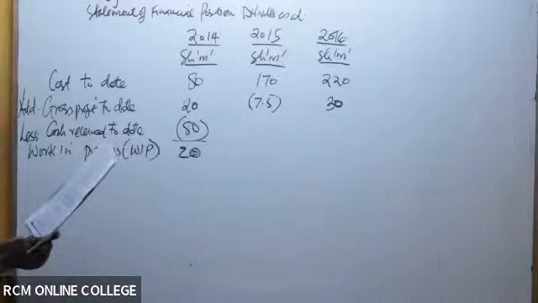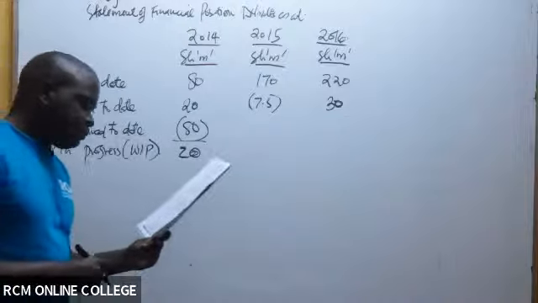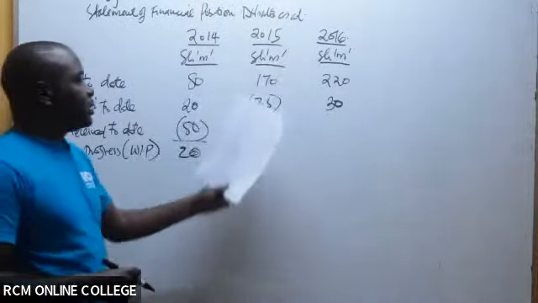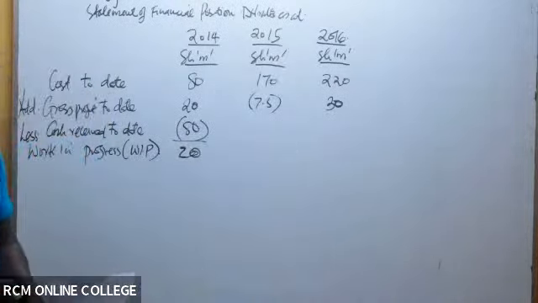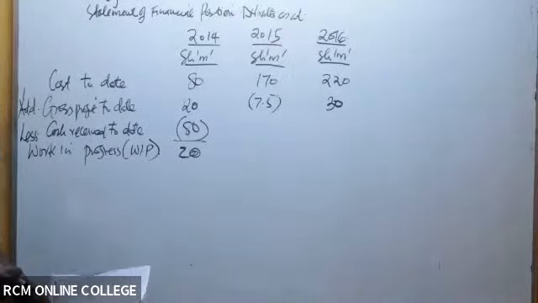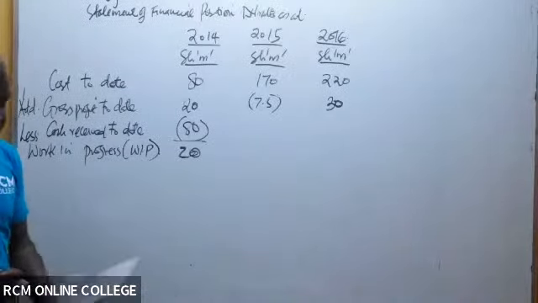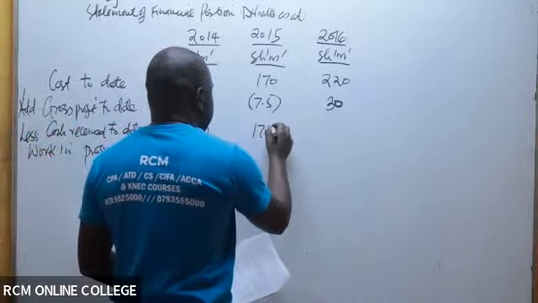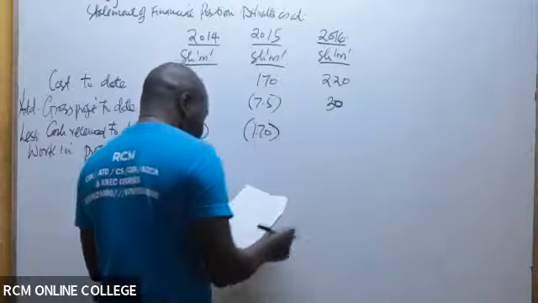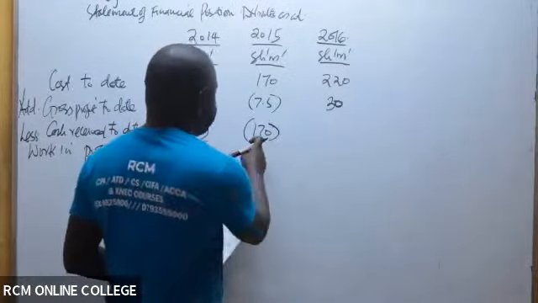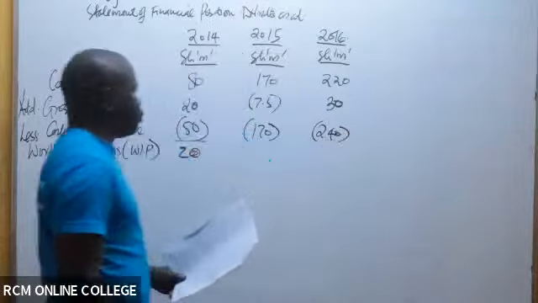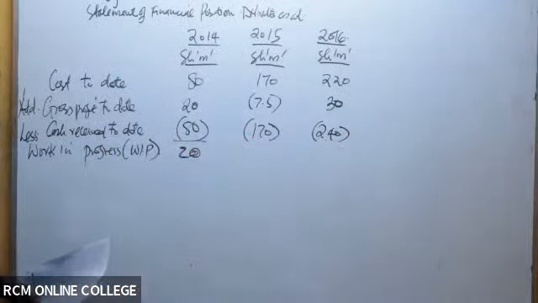So in the first year, it was actually in this case how much? 80. So it means the cash received to debt for the year 2015 will be how much? It will be 170. So for the final year, it was actually 70. So we add 70 here. It will actually be 240. So we can be able to correct that one.